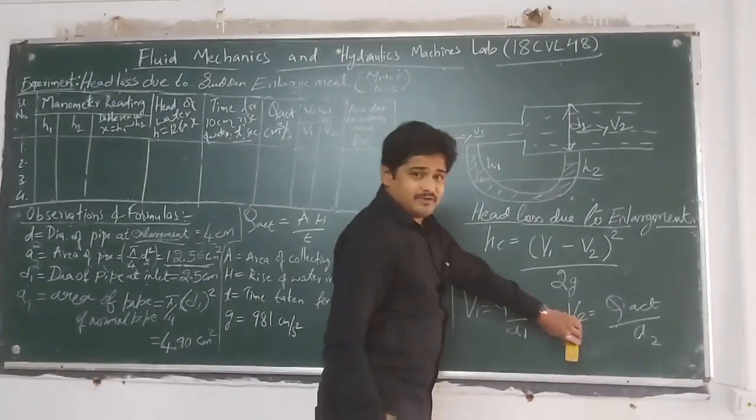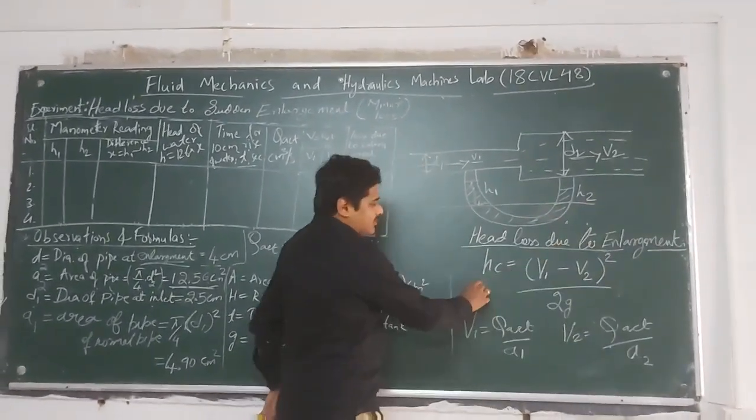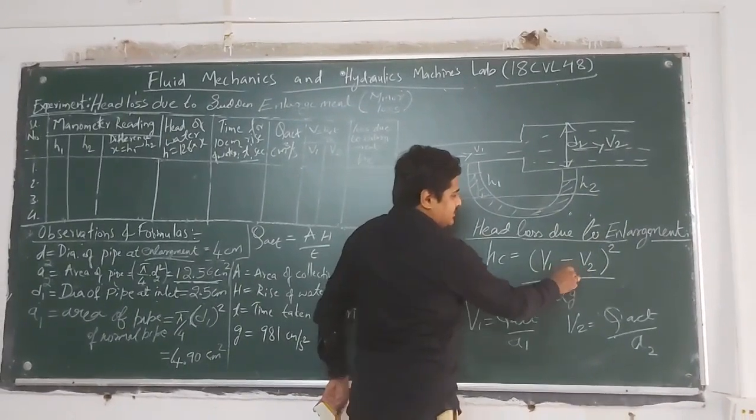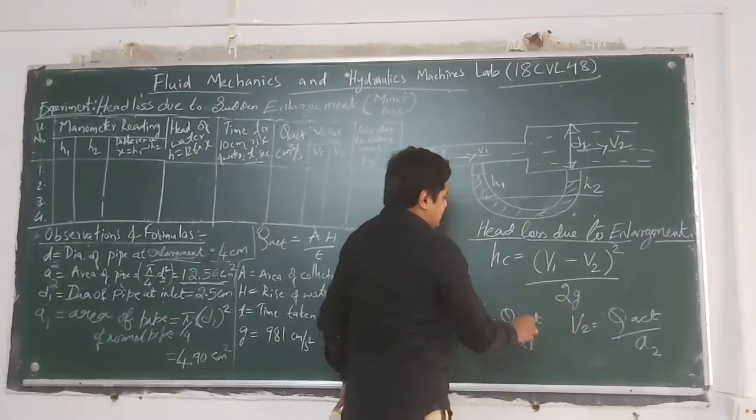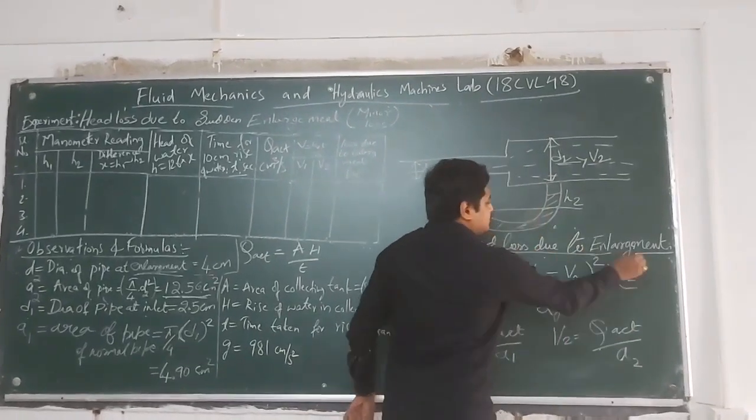After we get V1 and V2, we will find the head loss due to enlargement. We have a formula Hc equals V1 minus V2 whole square by 2G. This gives us the Hc value, which is nothing but the head loss due to enlargement.